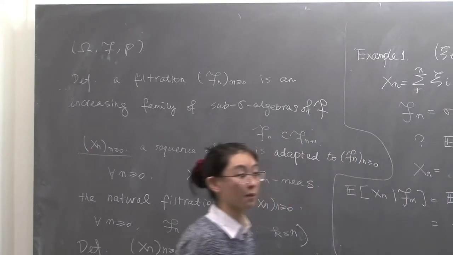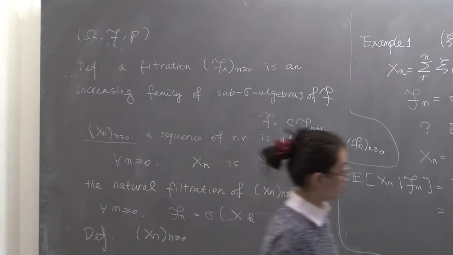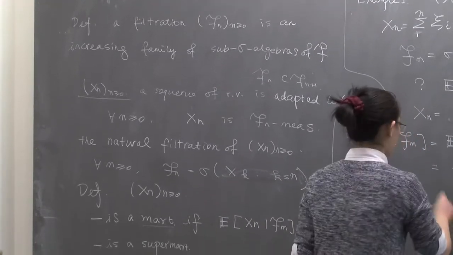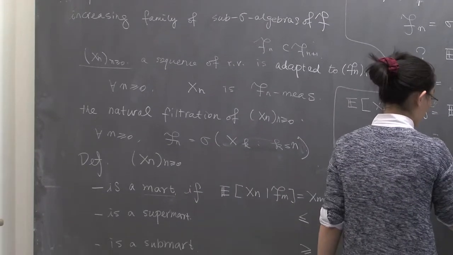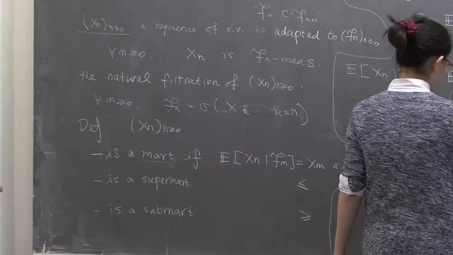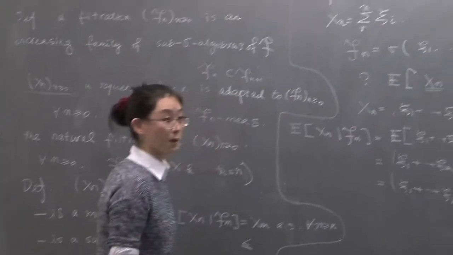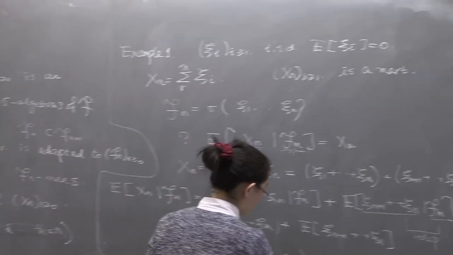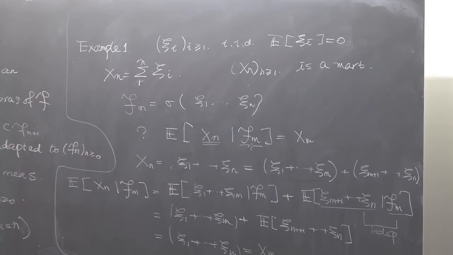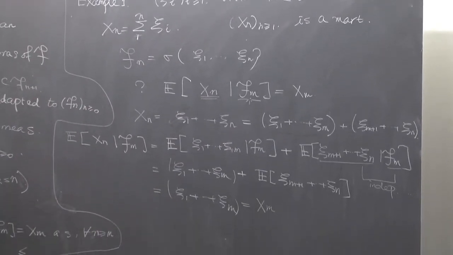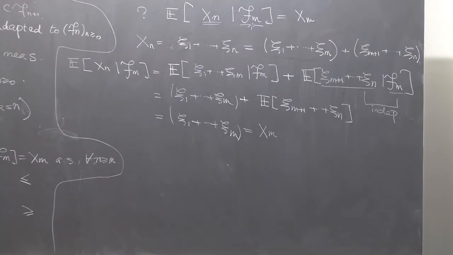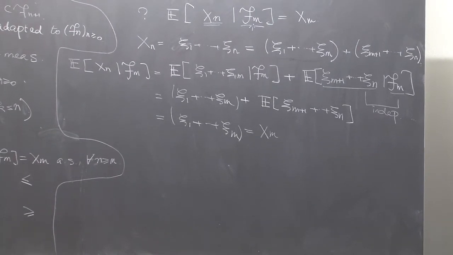So this is the second part. And for the second part, we can just take expectation one by one, and this equals zero. So the second part finally equals zero. And this is the first part, and we check that this is exactly the same as X_m. So the sequence of X_n is a martingale. Okay, so this is the first example.